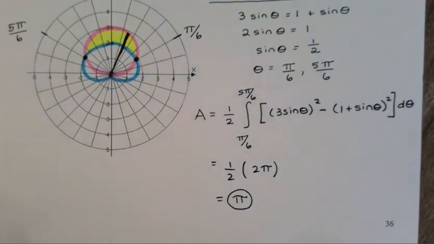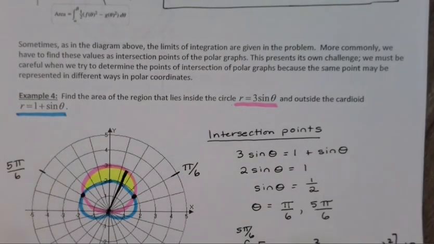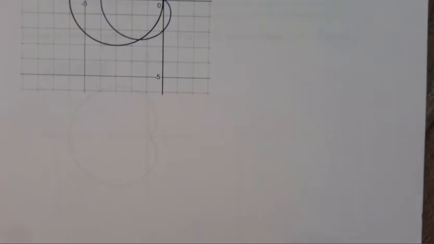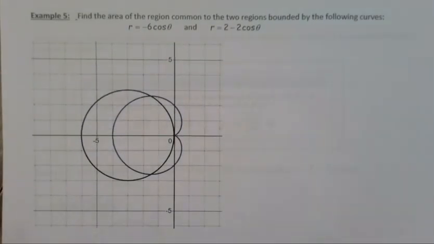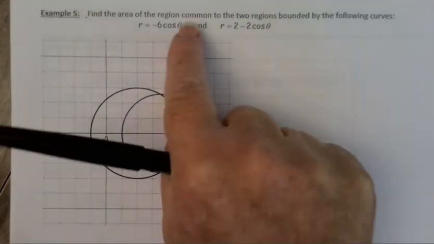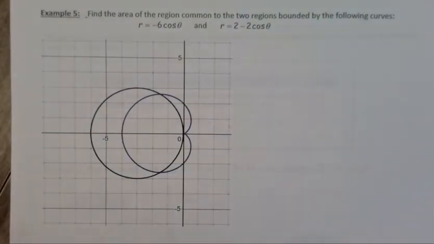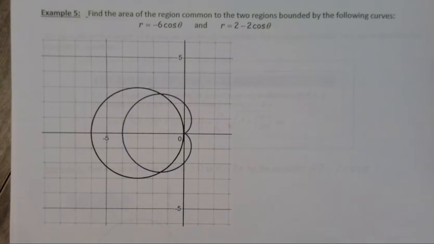All right, so that's great, as long as you've got distinct inner and outer functions. In my last area example, I want to show you a situation where we have area bounded by more than one function, but it's not necessarily an inner-outer situation. Once again, I've got a circle and a cardioid, and I'd like to find the region this time that's in common to the two regions, bounded by the curve r equals -6 cosine theta. That's just going to be a circle, but this time on the x-axis, where it's centered.